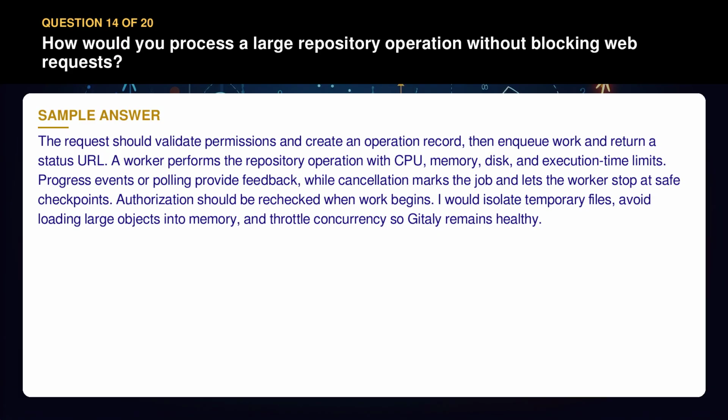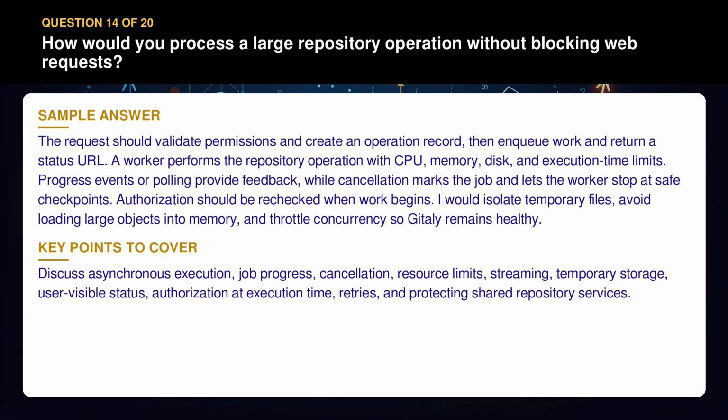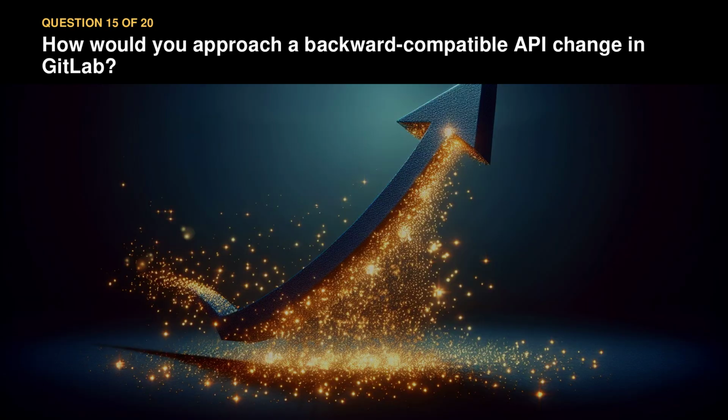Authorization should be rechecked when work begins. I would isolate temporary files, avoid loading large objects into memory, and throttle concurrency so Gitaly remains healthy. Discuss asynchronous execution, job progress, cancellation, resource limits, streaming, temporary storage, user visible status, authorization at execution time, retries, and protecting shared repository services.